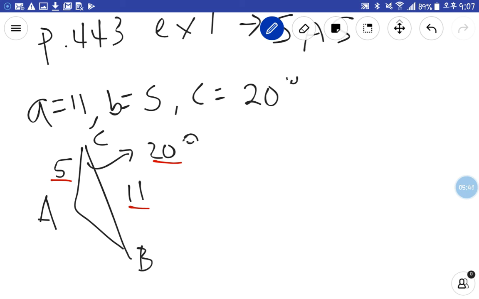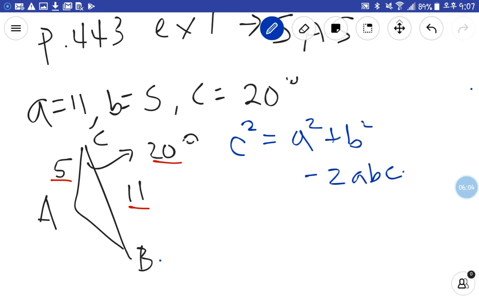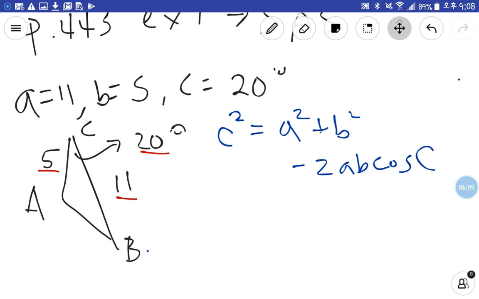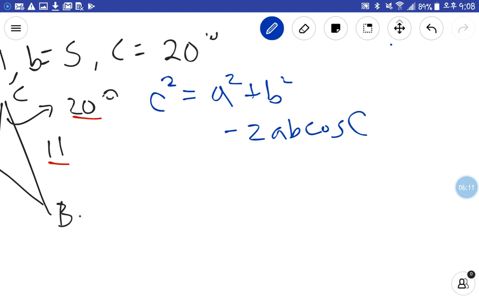So I already know my a, I already know my b. So what am I looking for? I'm looking for the side c this time. So I have to use my third formula in your book, page 442. c squared equals what? a squared plus b squared minus 2ab cosine C. That's what I'm going to use. Alright, this time you need to have your calculator. If you don't have your calculator, you cannot really find your answer.